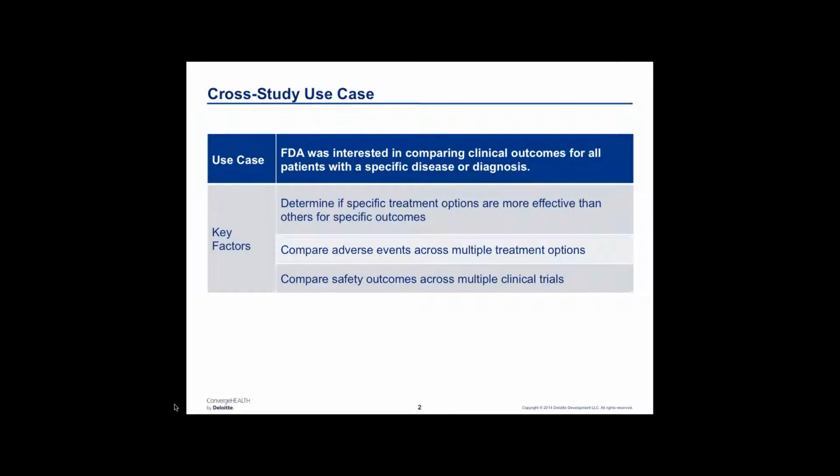In the FDA's use case, they were looking at device data, drug data, and vaccine data, and they wanted to determine if there were specific treatment options that were more effective than others, if there were more adverse events, and different safety outcomes across multiple clinical trials, so they can identify potentially a treatment, being a drug, device, or vaccine, that may be more effective than others in certain scenarios.